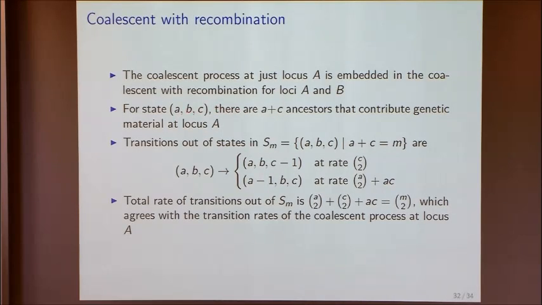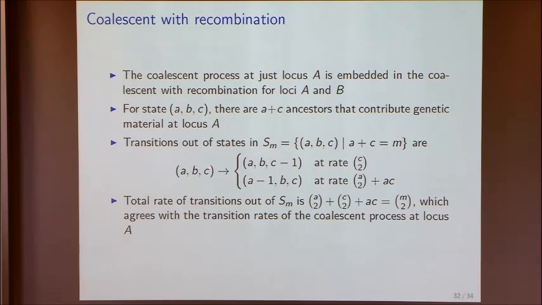Because C contributes genetic material at both locus A and B, we're just summing these two up. And now if you group these states together into one superstate, let S sub M be the set of states in this Markov chain in the recombination process which have M ancestors that contribute genetic material to your sample, where M is the sum of A plus C. So there are actually many such states that form part of the superstate.